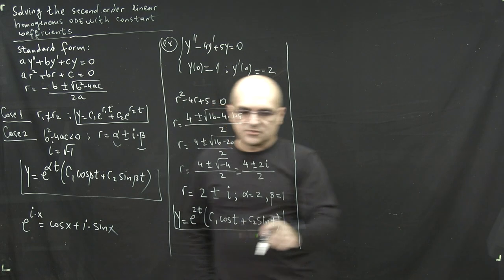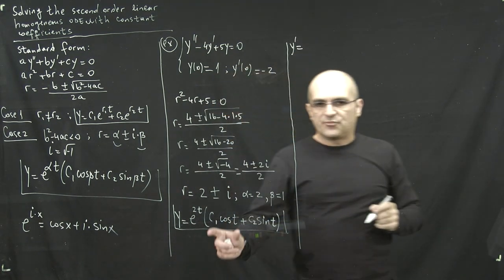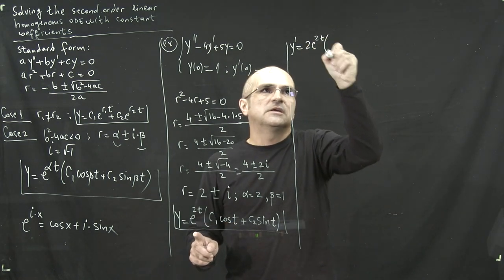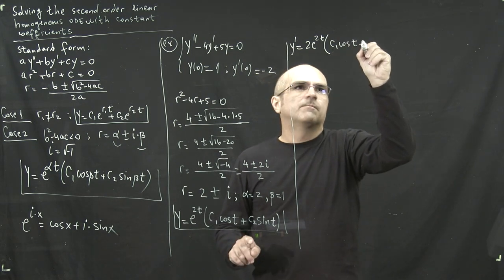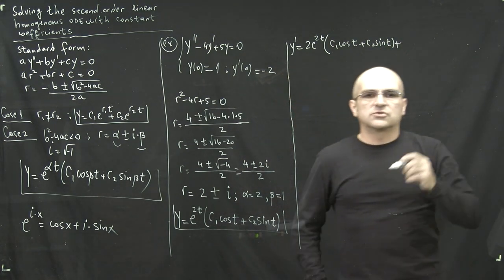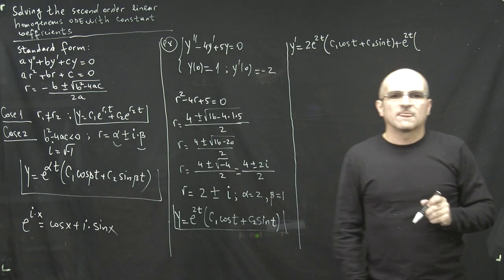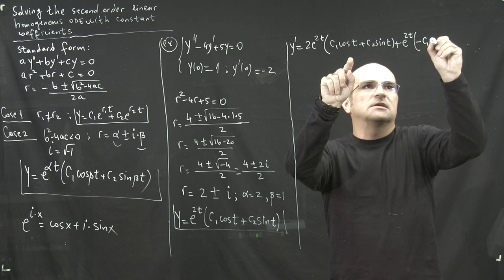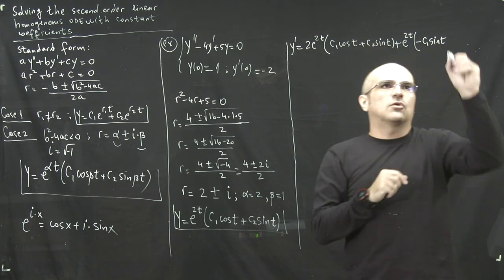So let's do it here. Actually, we don't have room here because we need the product rule. So let's do it here. Y prime. We need the product rule here. So we have 2 e to the 2t times this parenthesis, and then plus e to the 2t. And now we differentiate the parenthesis. The derivative of c1 cosine, that's minus c1 sine of t, and then plus c2 cosine of t.